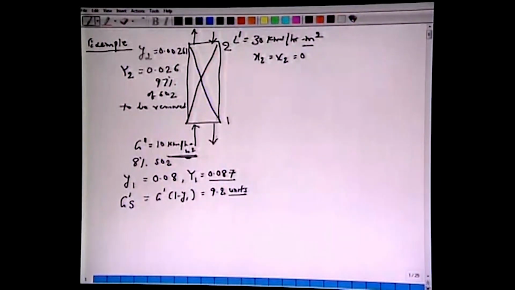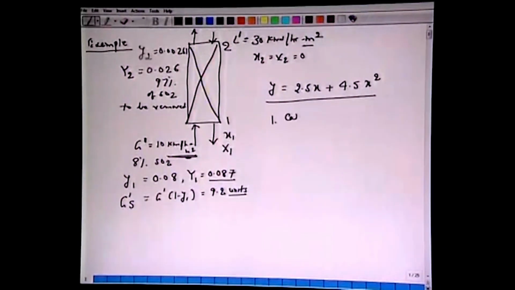And the spent liquor gets out here at certain mole fractions, x1 and capital X1. Equilibrium is given this time as an expression: y equals 2.5x plus 4.5x squared. So, this is the equilibrium curve. We have to answer certain questions here.